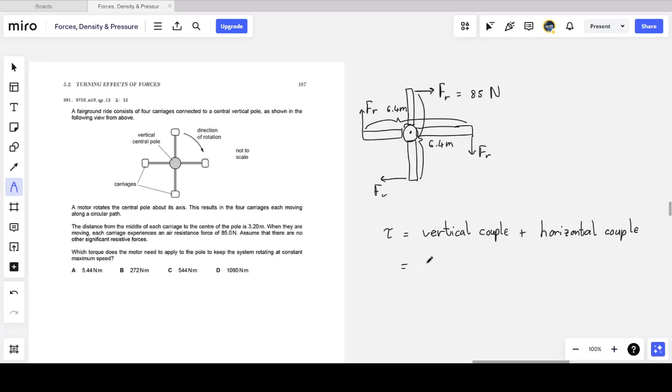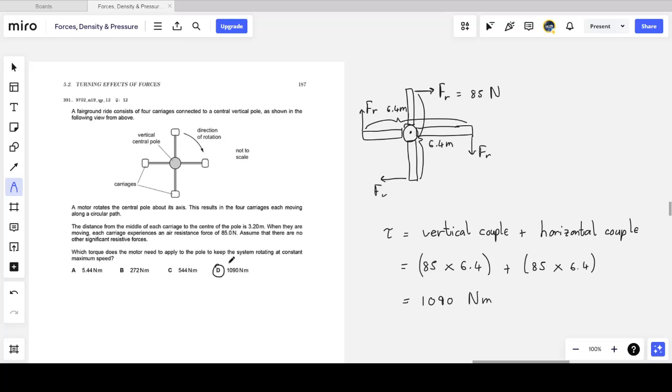And these two are symmetrical. So that's 85 times 6.4 meters. That's how we calculate a couple. It's the force of one times the perpendicular distance that separates them, plus the horizontal couple, also 85 times the separation of 6.4 meters. And so the total torque that needs to be provided by the motor to keep them moving at a constant speed would be 1090 newton meters. And this corresponds with option D.